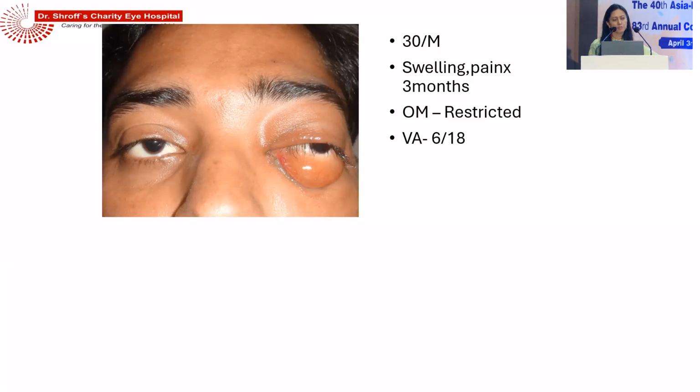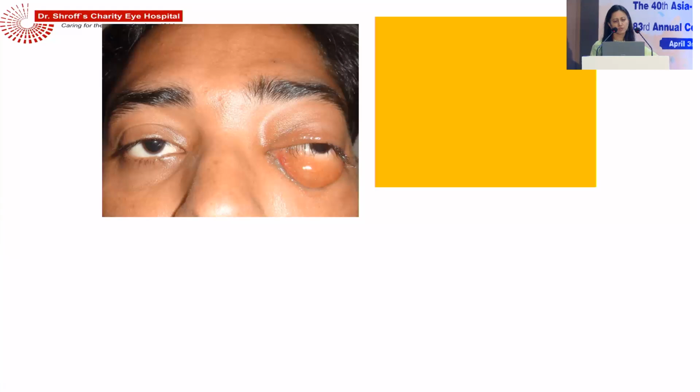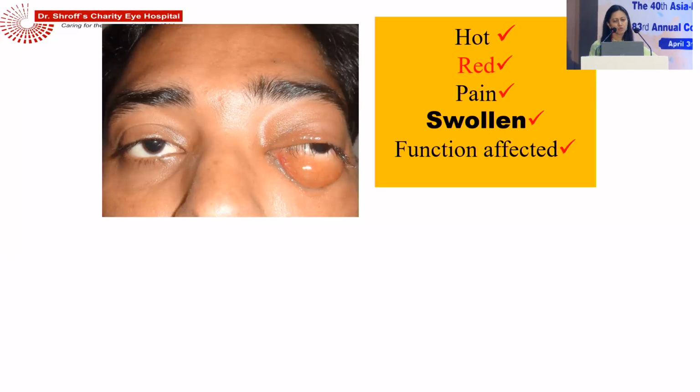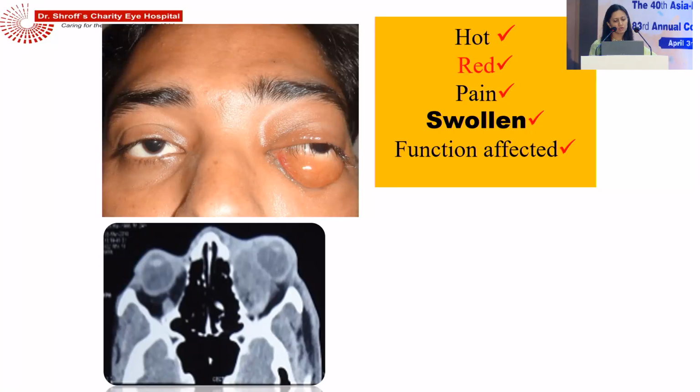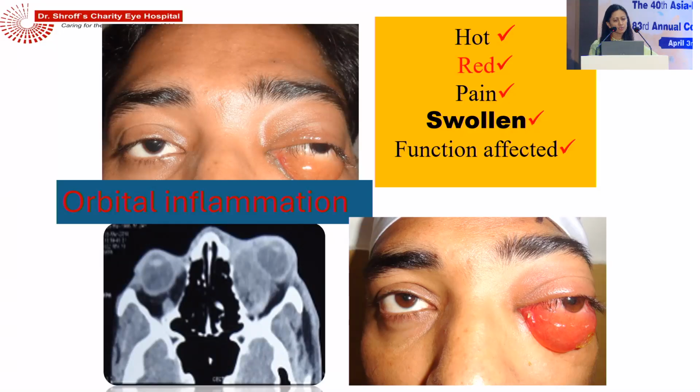Now, if you see a couple of cases, this was a young gentleman, 30 years old, who presented with proptosis, sudden onset, a lot of pain, redness, chemosis. All the signs of inflammation are there. Movements are restricted. His vision is also affected. So it's a hot, red, painful orbit with a lot of swelling, and function is affected. But what we see on the imaging is a mass lesion sitting there in the orbit. So this also presented as an orbital inflammation.